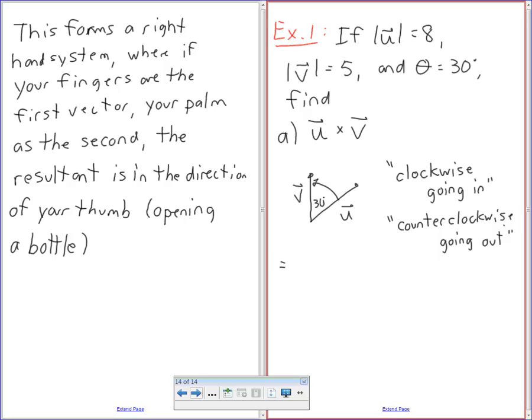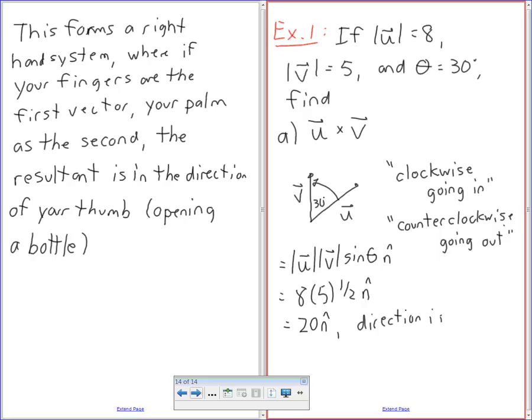Okay, so we're going to do this here. It's going to be magnitude u, magnitude v, sine theta, then n hat. Magnitude u happens to be 8, v happens to be 5, sine theta is 1/2, and then n hat. So this is going to be 20 n hat, and for this one, which is the direction? Out of the page or into the page? Out of the page.